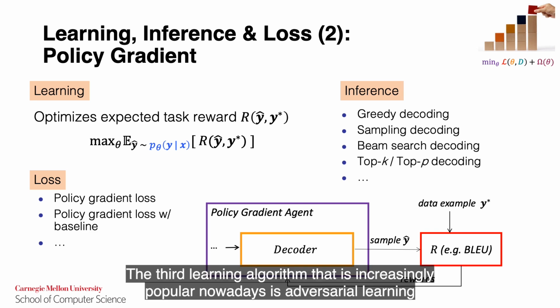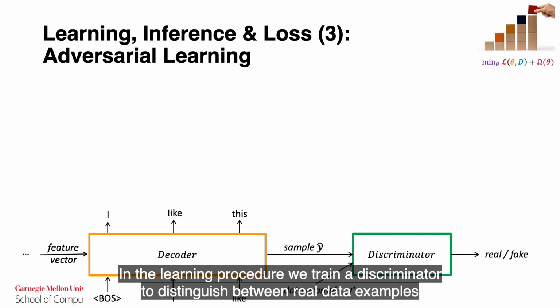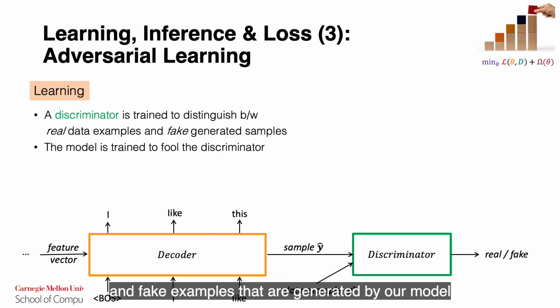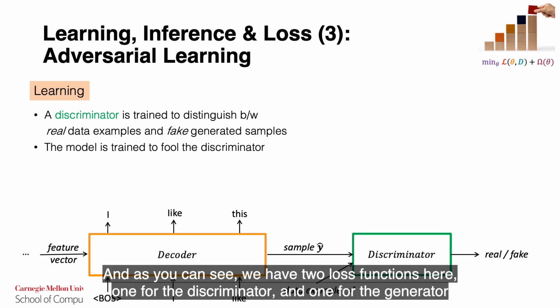The third learning algorithm that is increasingly popular nowadays is adversarial learning. In the learning procedure, we train a discriminator to distinguish between real data examples and fake examples that are generated by our model. And the model is trained in the other way. It is trained to fool the discriminator. And as you can see, we have two loss functions here, one for the discriminator and one for the generator.